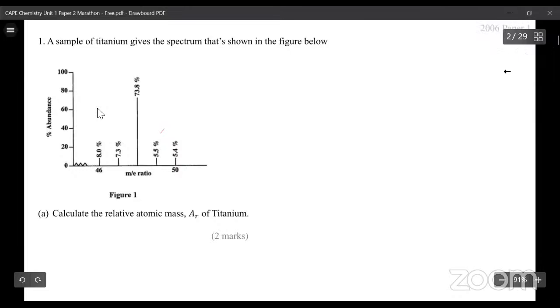Okay, so what you want to do first is look at the axes and find out what exactly they are showing you. Right now you can see it has the percentage abundance on the y-axis and the mass-to-charge ratio on the x-axis. And here we see 46, but then this goes straight to 50. So what am I going to do with that?